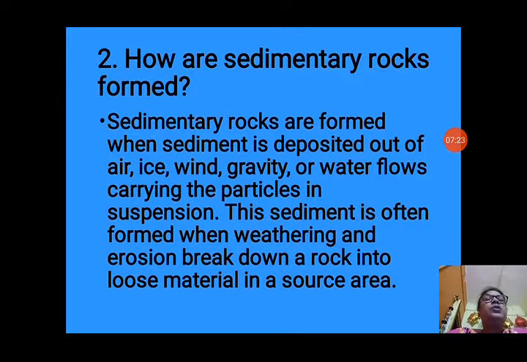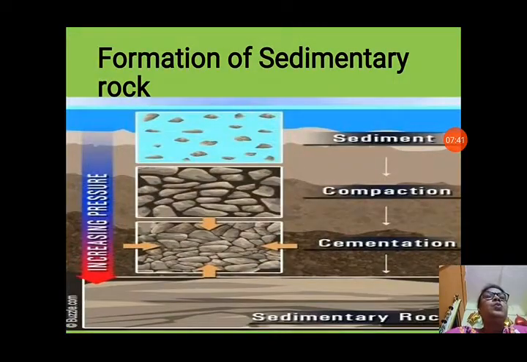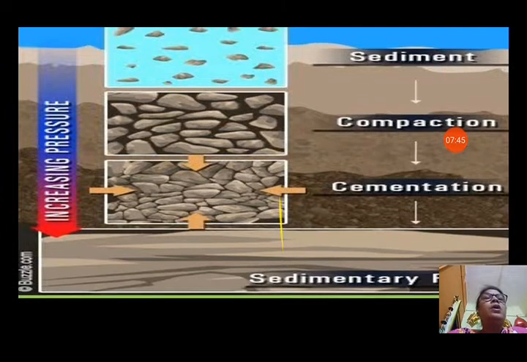These sediments are often formed when weathering and erosion break down the rock into loose material in a source area. In some areas it is deposited under the ocean floor also, or any other places also it can be deposited. So these sediments, after continuous heat, you can see the picture also, formation of sedimentary rock.